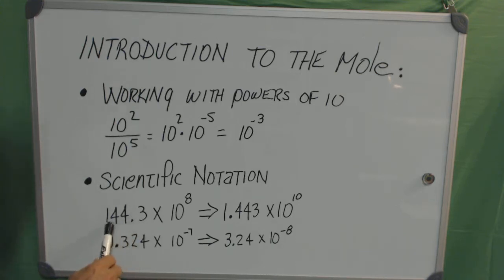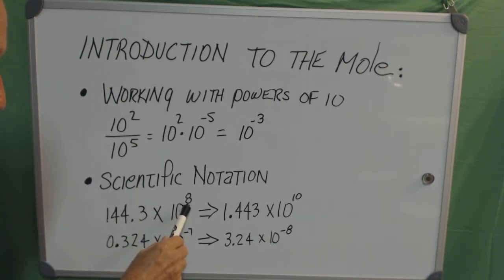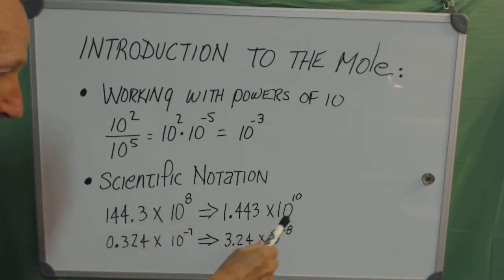1.443. And if I did that, that's the same as dividing by 100. If I divide this part of the number by 100, I have to multiply this by 100. That means I add 2 to the exponent so that these two will have the same value. So I end up with 1.443 times 10 to the 10th.